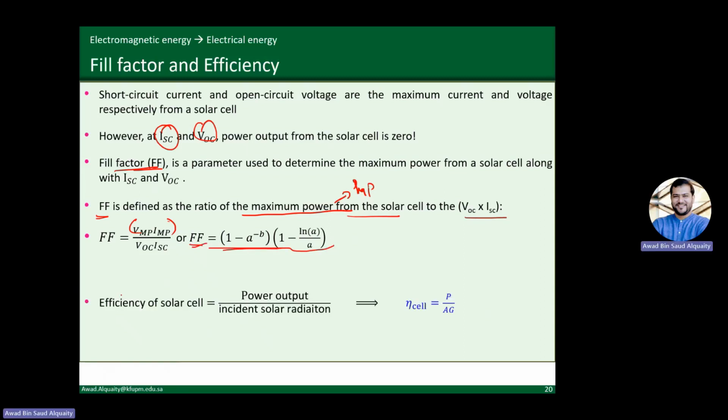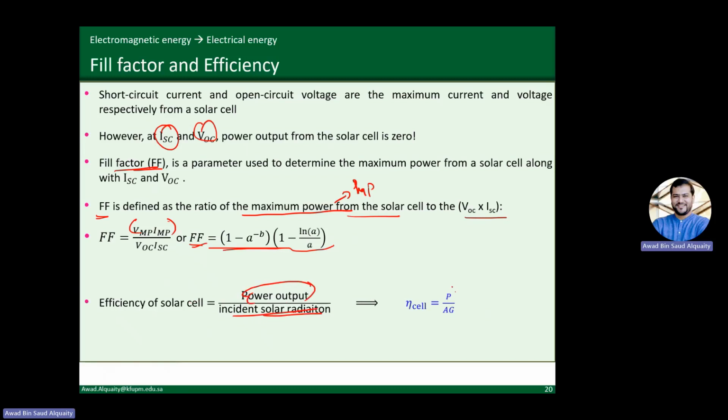the current voltage characteristics of a solar cell. Now, the last thing we would want to know for a solar cell is its efficiency. It's last, but it's very important, right? And as we do for any solar system, we define the efficiency as the power output, and we divide it by the incident solar radiation.